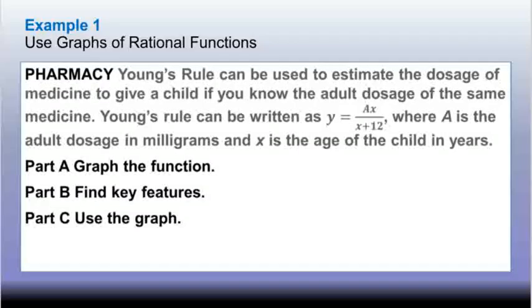So our first example: Young's rule can be used to estimate the dosage of medicine to give a child if you know the adult dosage of the same medicine. Young's rule can be written as y equals ax divided by x plus 12, where a is the adult dosage in milligrams and x is the age of the child in years. So we're going to graph, find the key features, and then use the graph to evaluate the rest of the problem.